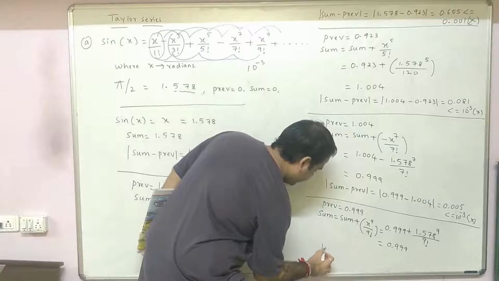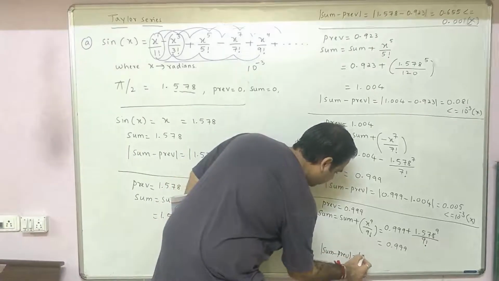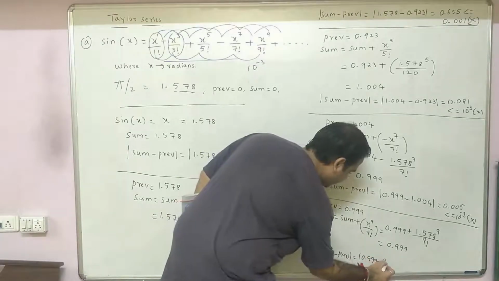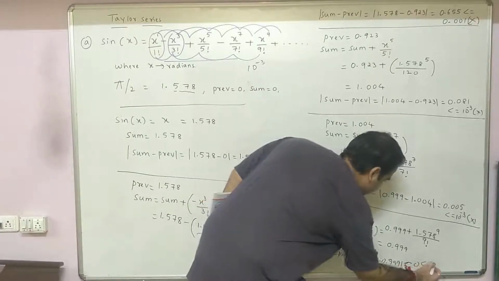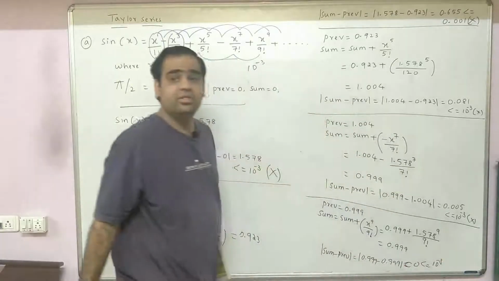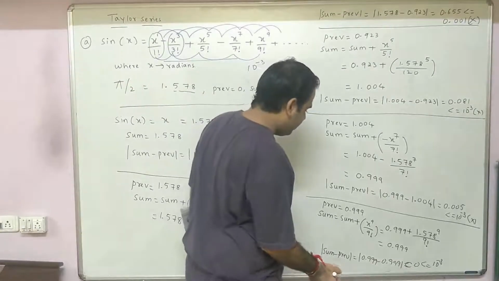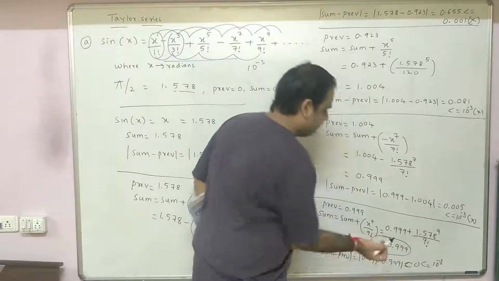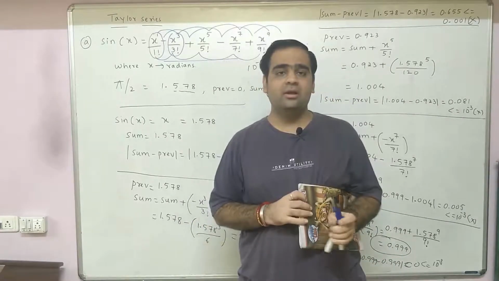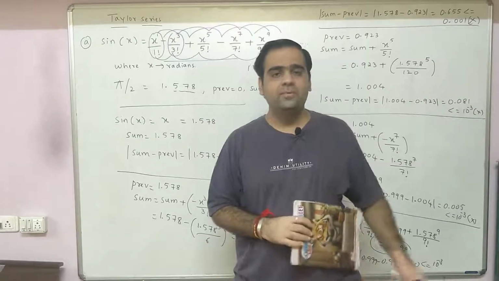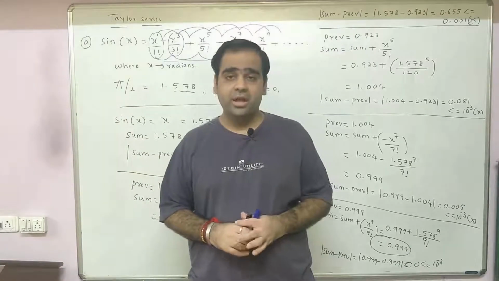Now we say sum minus previous. Sum is 0.999 and previous is 0.999, and the difference is 0, which is less than or equal to 10 to the power minus 3. Therefore, I have to stop the procedure. Whatever is there in the sum, that is the answer. Therefore, sin pi by 2, according to the Taylor series, up to 3 decimal places, is 0.999. Is that okay? This is how we do it.